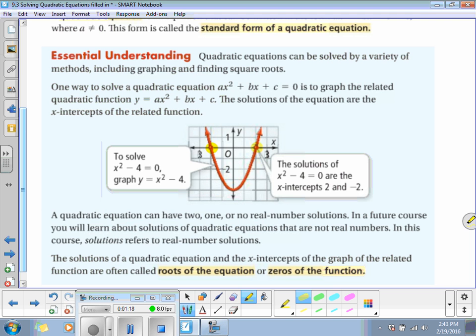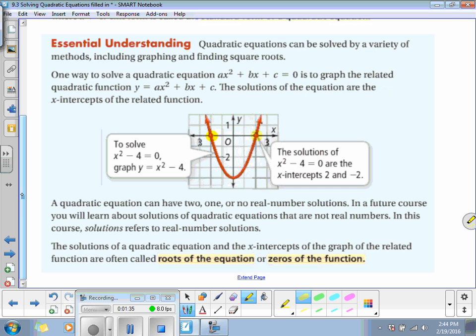So here, -2 and positive 2 are the two numbers that when you put them into the equation give you a true statement. Is everybody clear? All right. So a quadratic equation can have 1, 2, or no real number solutions. Okay, and we'll talk about that a little bit more in a bit. Okay, the solutions of a quadratic equation and the x-intercepts of the graph of the related function are often called the roots of the equation or the zeros of the function.